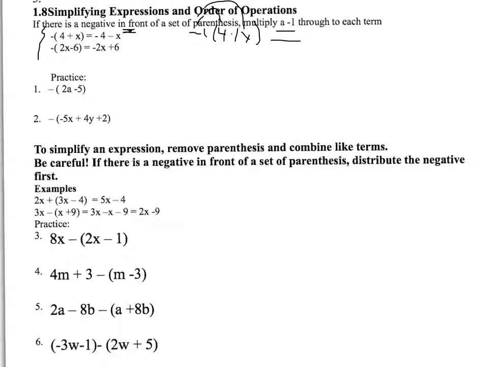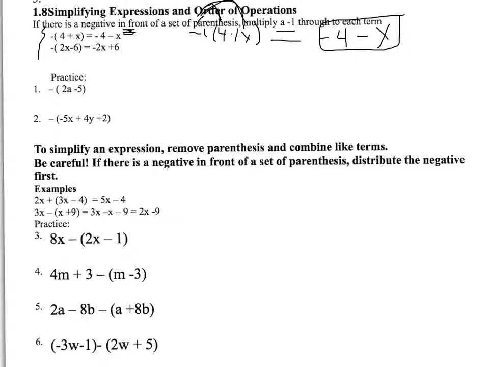So here if we distribute the negative 1 to the 4, negative 1 times positive 4 is negative 4. We distribute the negative 1 to the x, negative 1 times positive x is negative x, and that is the simplified non-parenthesized version of what we saw over here.